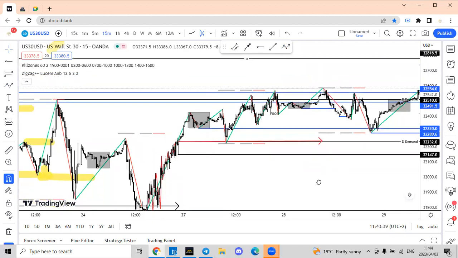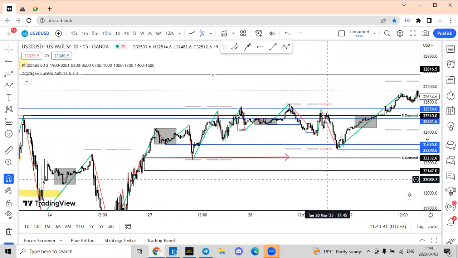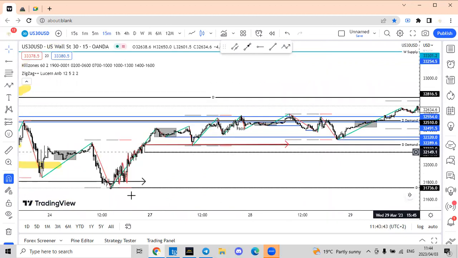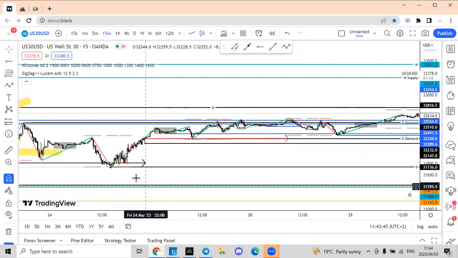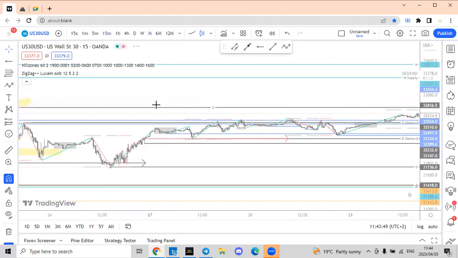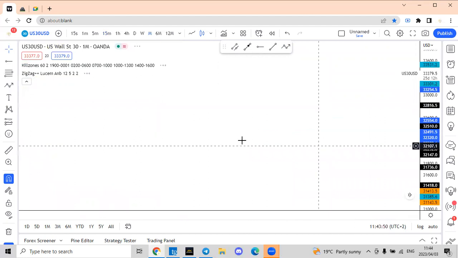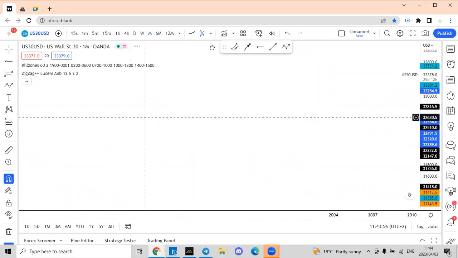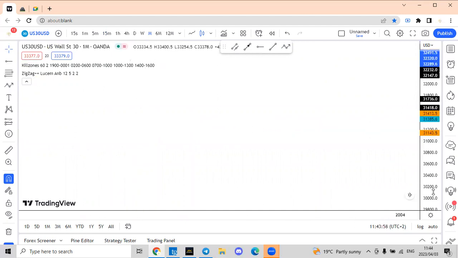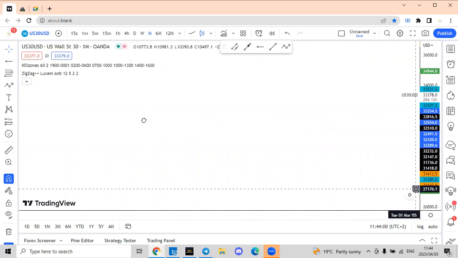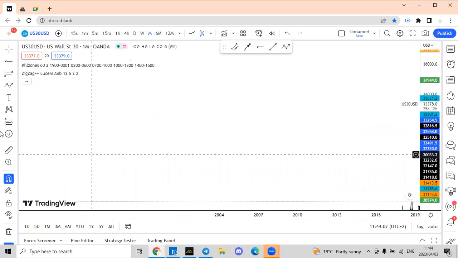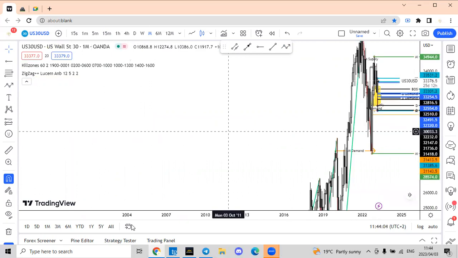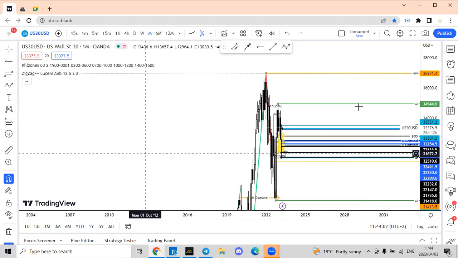I can say that this was prematurely exited, because since it's coming back from daily POI, from monthly POI, I should have targeted the monthly POI again. I should have targeted the monthly POI, right? Where's the price now? Yeah. Oh, I should have targeted this monthly high.